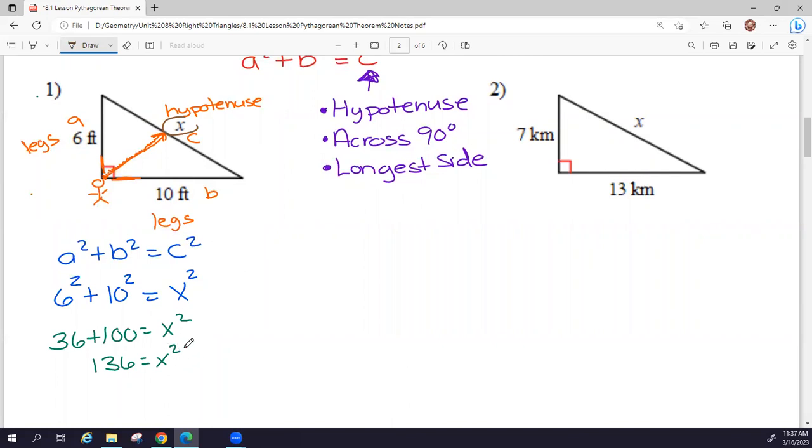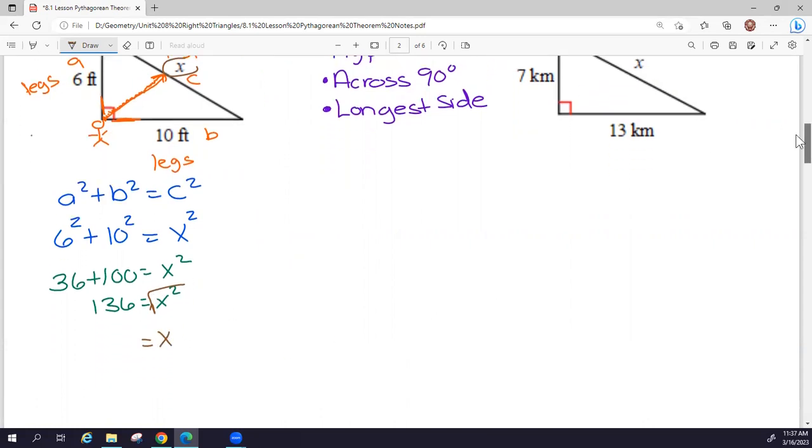The way that we cancel out a squared is by square rooting. Square rooting and squaring are opposite operations. And so if we square root x squared, we get x. And hopefully you know from algebra, whatever we do to one side of an equation, we must do to the other side of the equation.